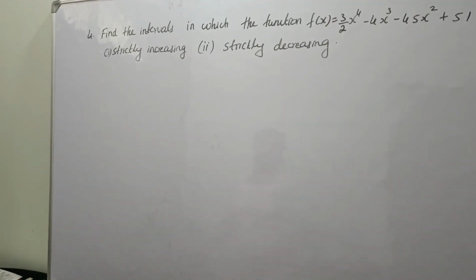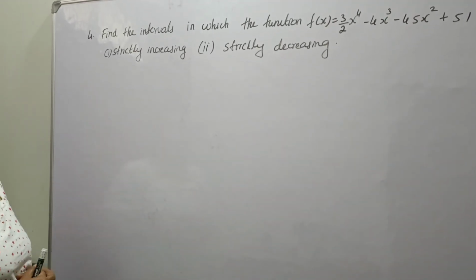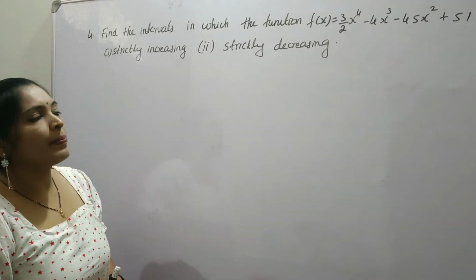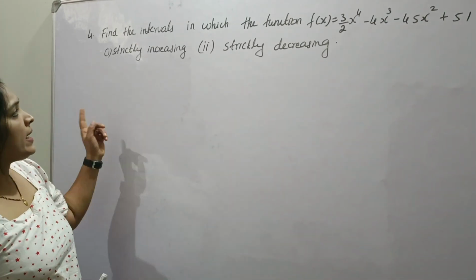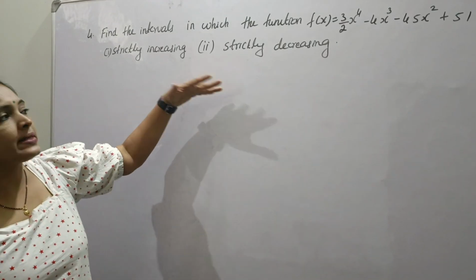Find the intervals in which the function f of x is equal to 3 by 2 x raised to 4 minus 4x cube minus 45x square plus 51 is strictly increasing, and strictly decreasing. Okay, so when it is strictly increasing, what are the intervals?